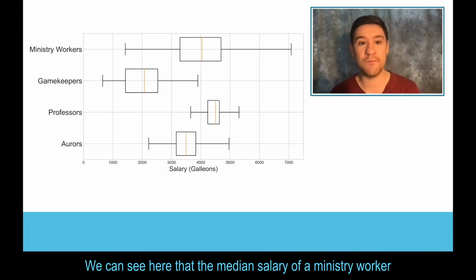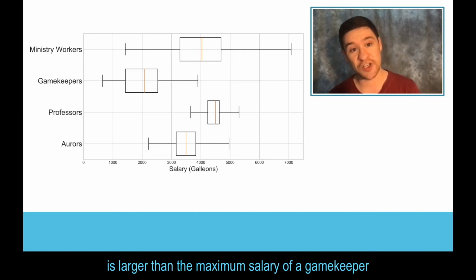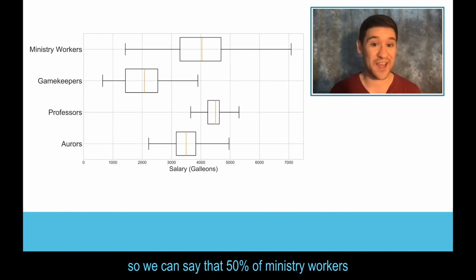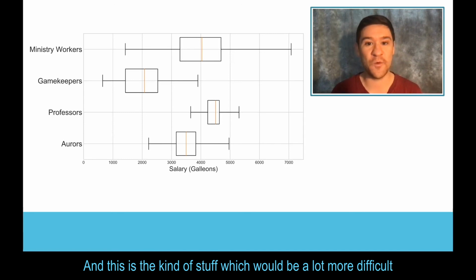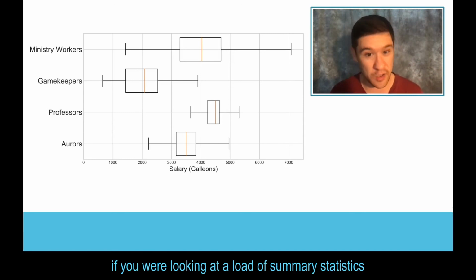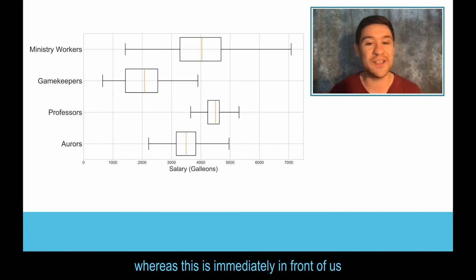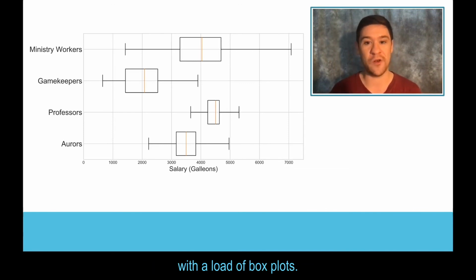We can see here that the median salary of a ministry worker is larger than the maximum salary of a gamekeeper. So we can say that 50% of ministry workers earn more than the highest paid gamekeeper. And this is the kind of stuff which would be a lot more difficult to say and analyse if we were looking at a lot of summary statistics, whereas this is immediately in front of us with a lot of box plots.